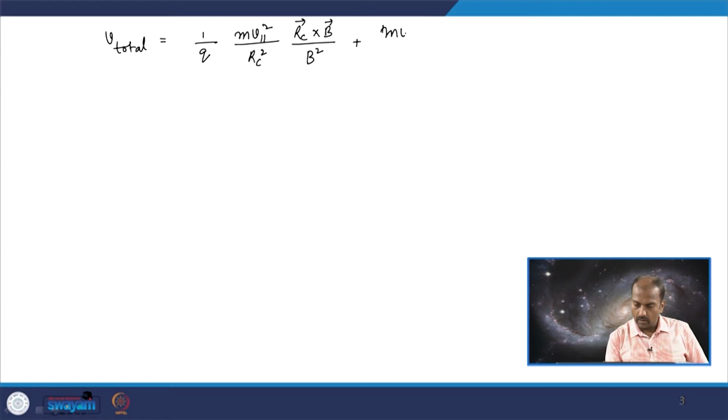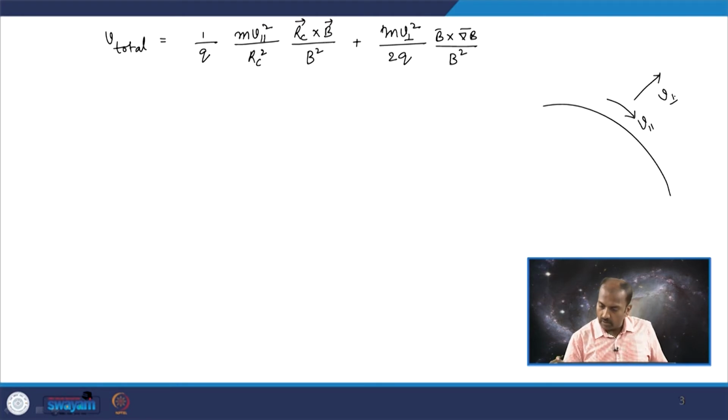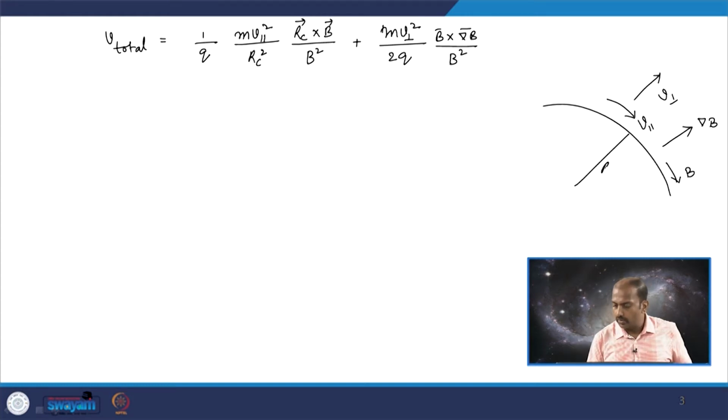plus m V perpendicular square divided by 2q times B cross del B divided by B square, right. The idea is, if you have a magnetic field, the velocity component parallel to the line of force is V parallel and the component perpendicular to it is V perpendicular. We have assumed that the gradient was in this direction, the magnetic field was in this direction, and the radius of curvature was assumed to be this. So, this is the configuration that we have assumed.